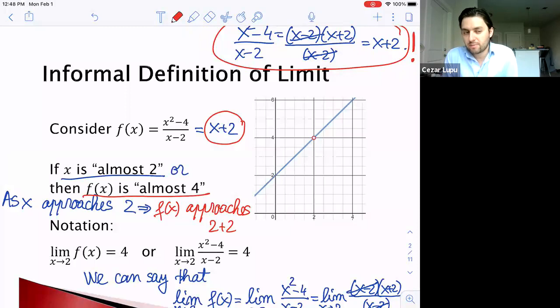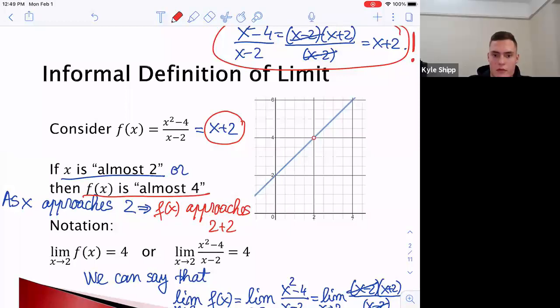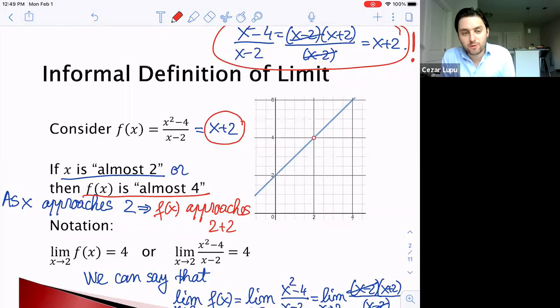Look at the function f of x equals x squared minus 4 over x minus 2. So suppose you don't have this idea with the factorization of x squared minus 4. If you take x to be almost 2, x squared minus 4 will be almost what? Can you tell me? 0. It will be almost 2 squared minus 4, which is 0.